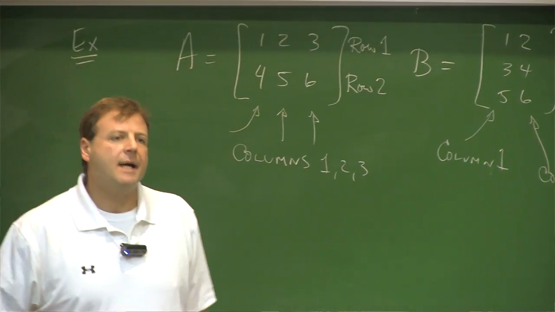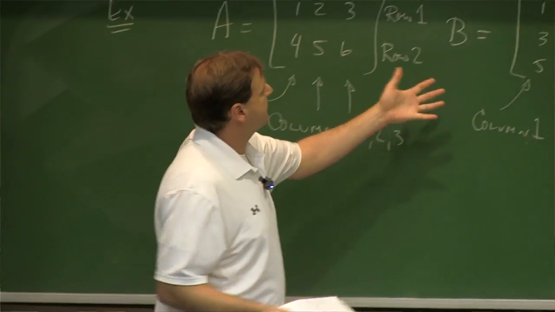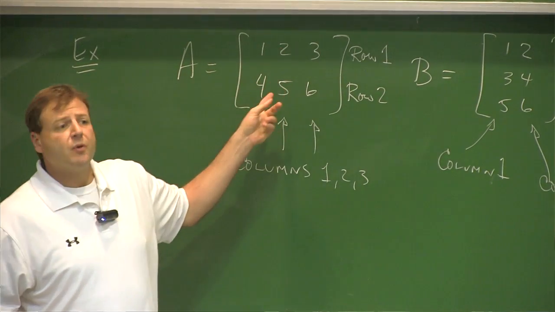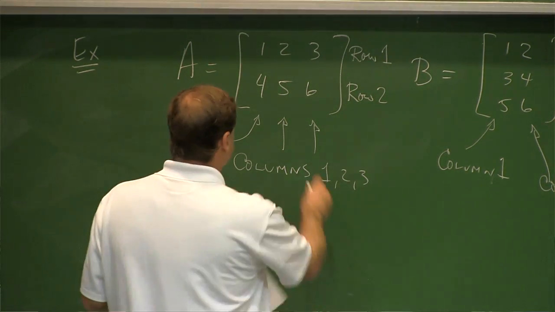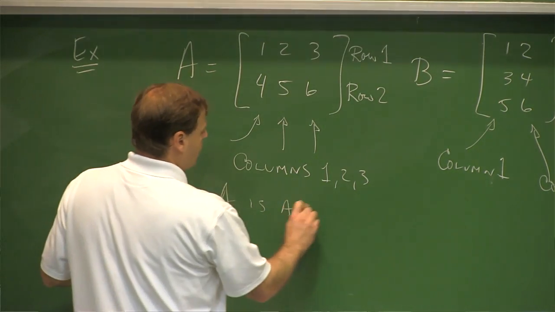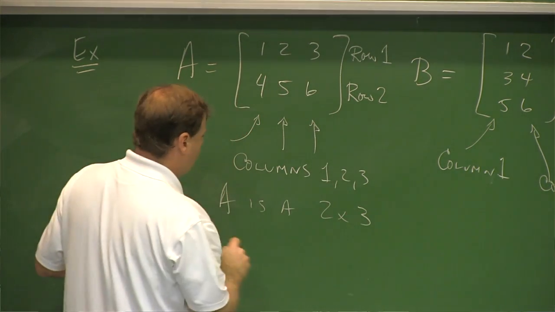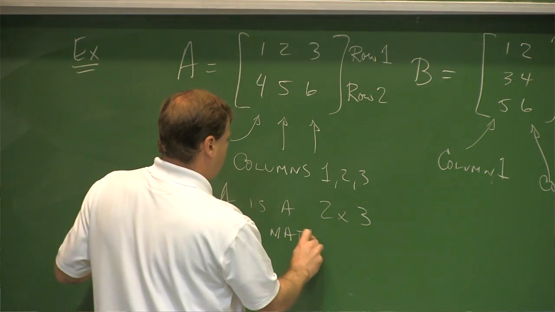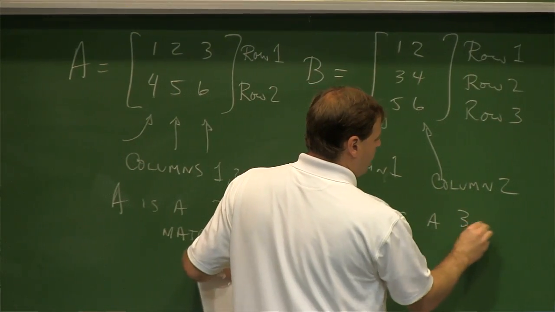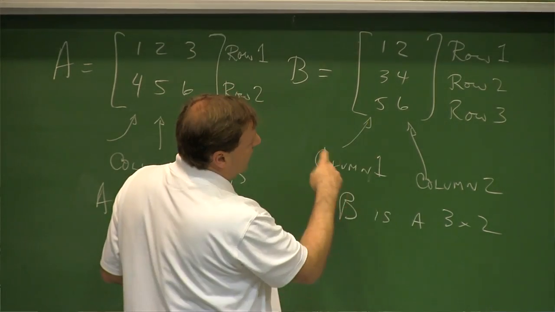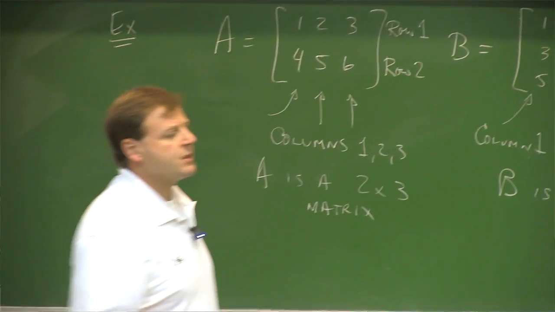So even though A and B have the same entries, they both have 1, 2, 3, 4, 5, 6 in them, they're very different matrices in terms of their dimensions. A is 2 by 3. And B is a 3 by 2. It's got 3 rows and 2 columns. You do the rows and then the columns. That's just the convention that we've adopted.